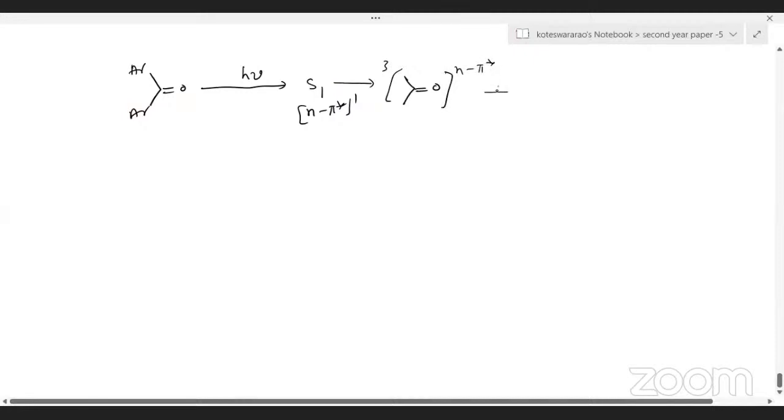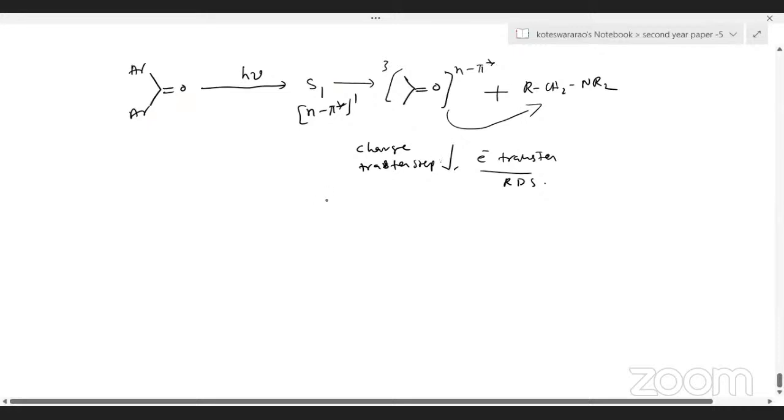Now it will collide with, if you take the previous example, a tertiary amine. That leads to triplet energy transfer to the amine. Here it is known as electron transfer, and it is the rate determining step, also known as the charge transfer step.